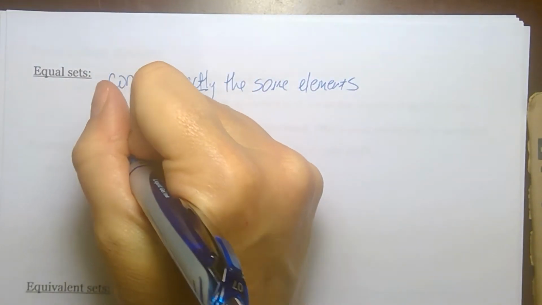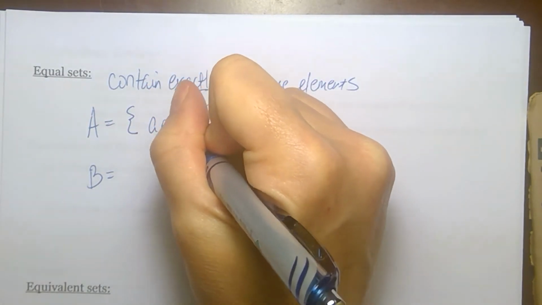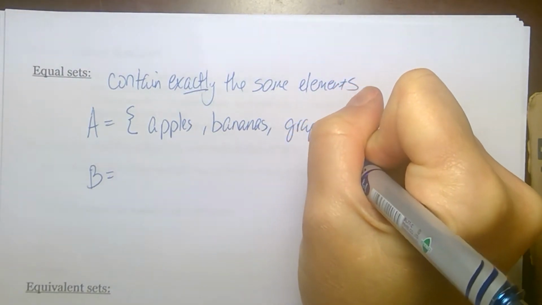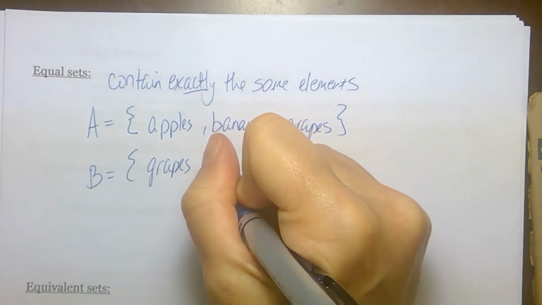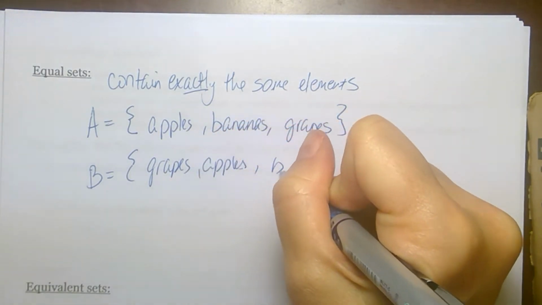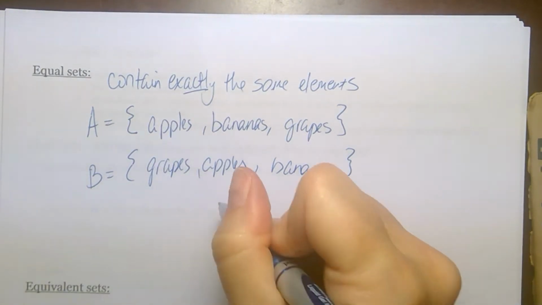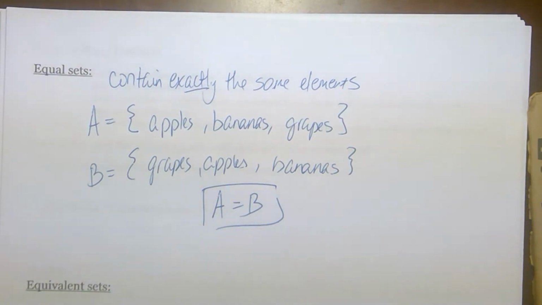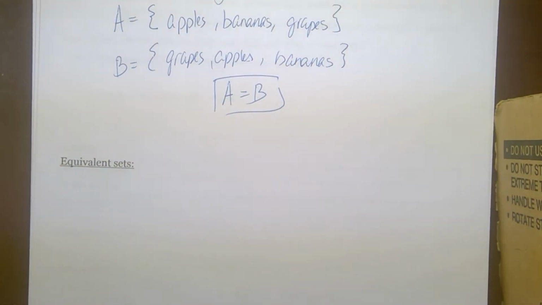So, an example of two equal sets in roster form: if set A is apples, bananas, grapes, and set B is grapes, apples, bananas, these two sets are equal. Set A is equal to set B. They contain exactly the same elements. Notice that order doesn't matter. The fact that they contain exactly the same thing makes them equal.